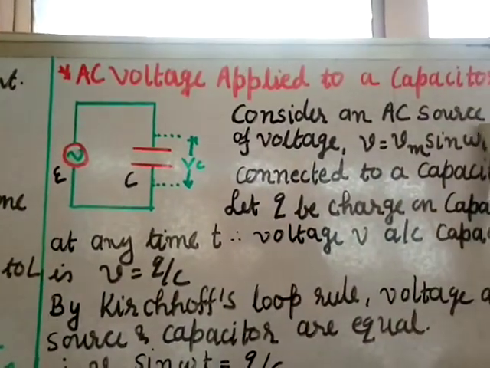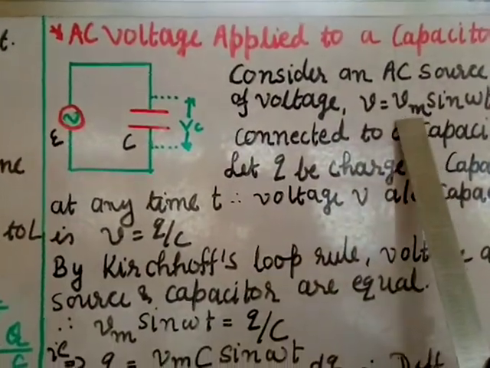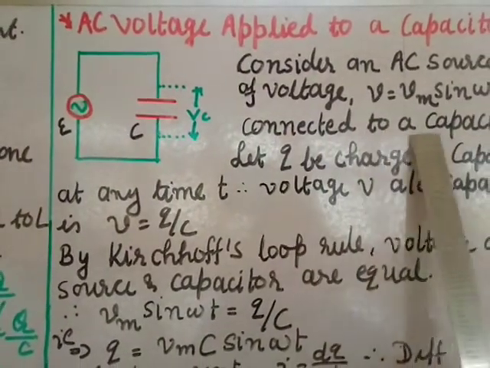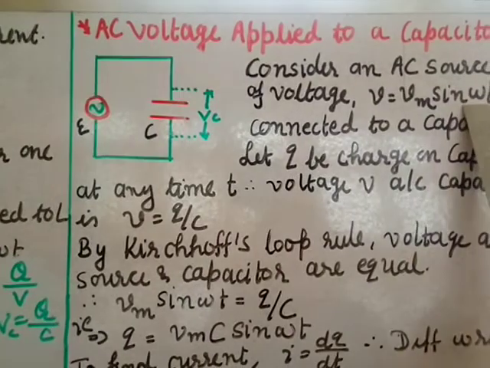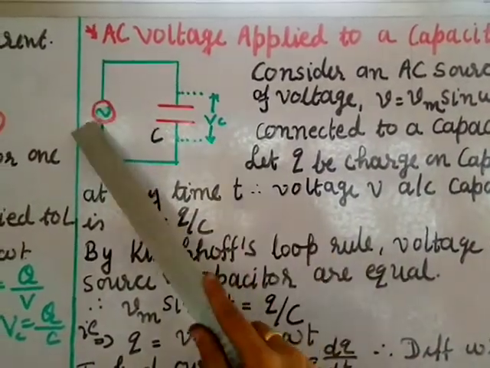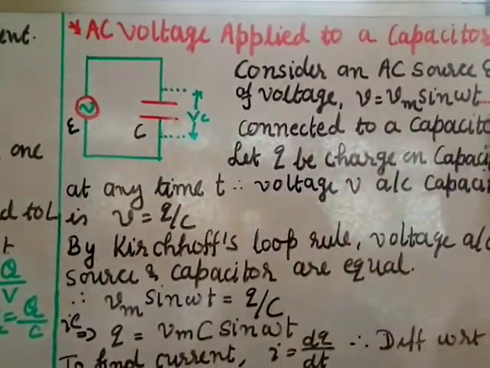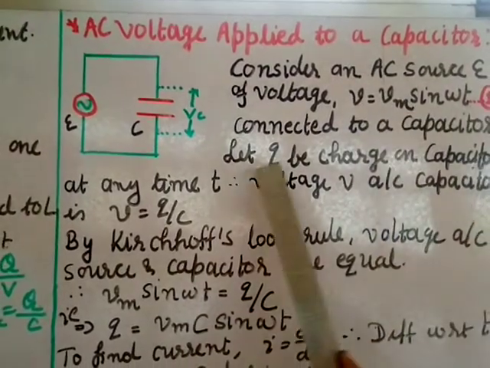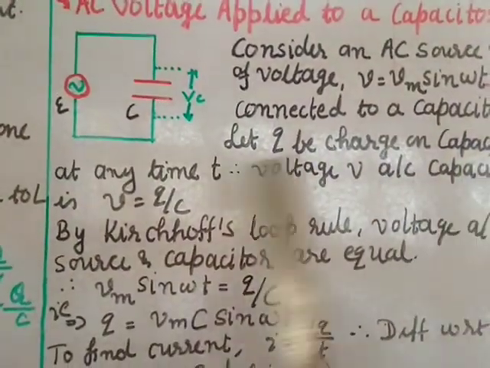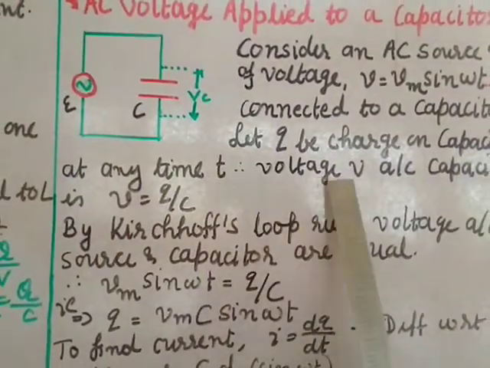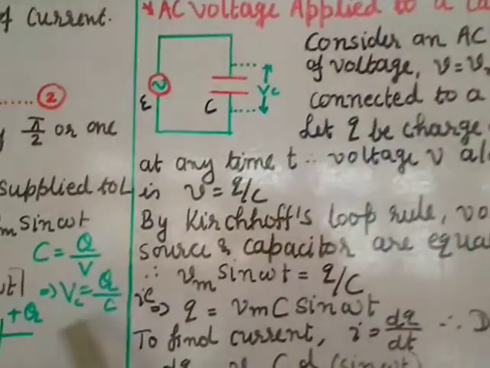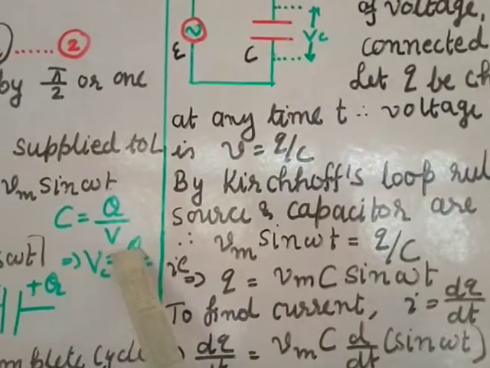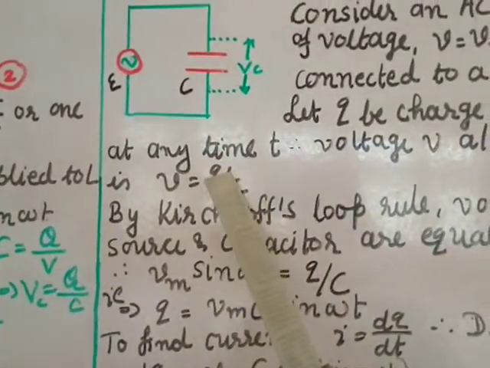Consider an AC source E of voltage V equal to Vm sin omega t connected to a capacitor. This is the source whose voltage is Vm sin omega t and it is connected to the capacitor. Call this source 1, the value of voltage. Let small q be the charge on the capacitor at any time t. Therefore, voltage V across the capacitor is V equal to q by C. Using this formula Vc, here I have taken capital Q, and here I have taken small q.